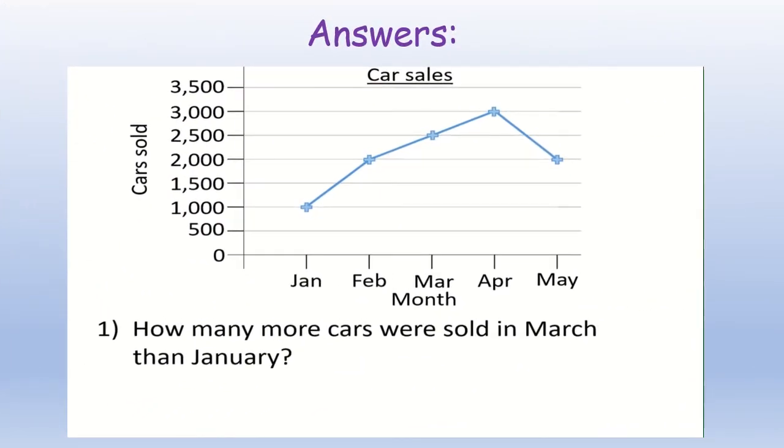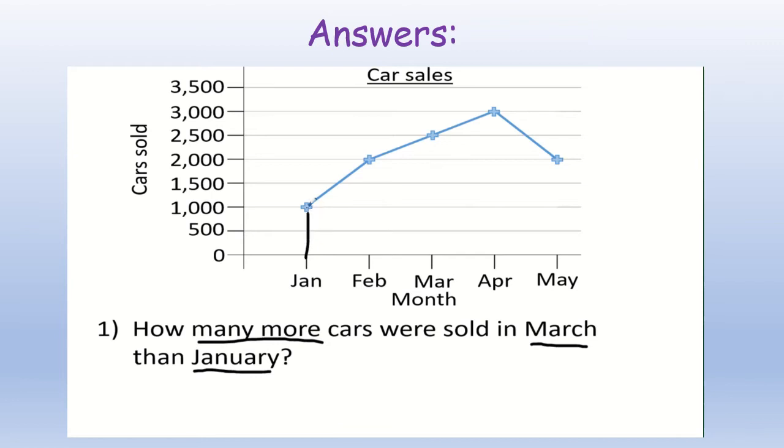Taking a look at our car sales line graph, we're asked how many more cars were sold in March than January. So the first thing we need to do is find out how many cars were sold in March and how many were sold in January.